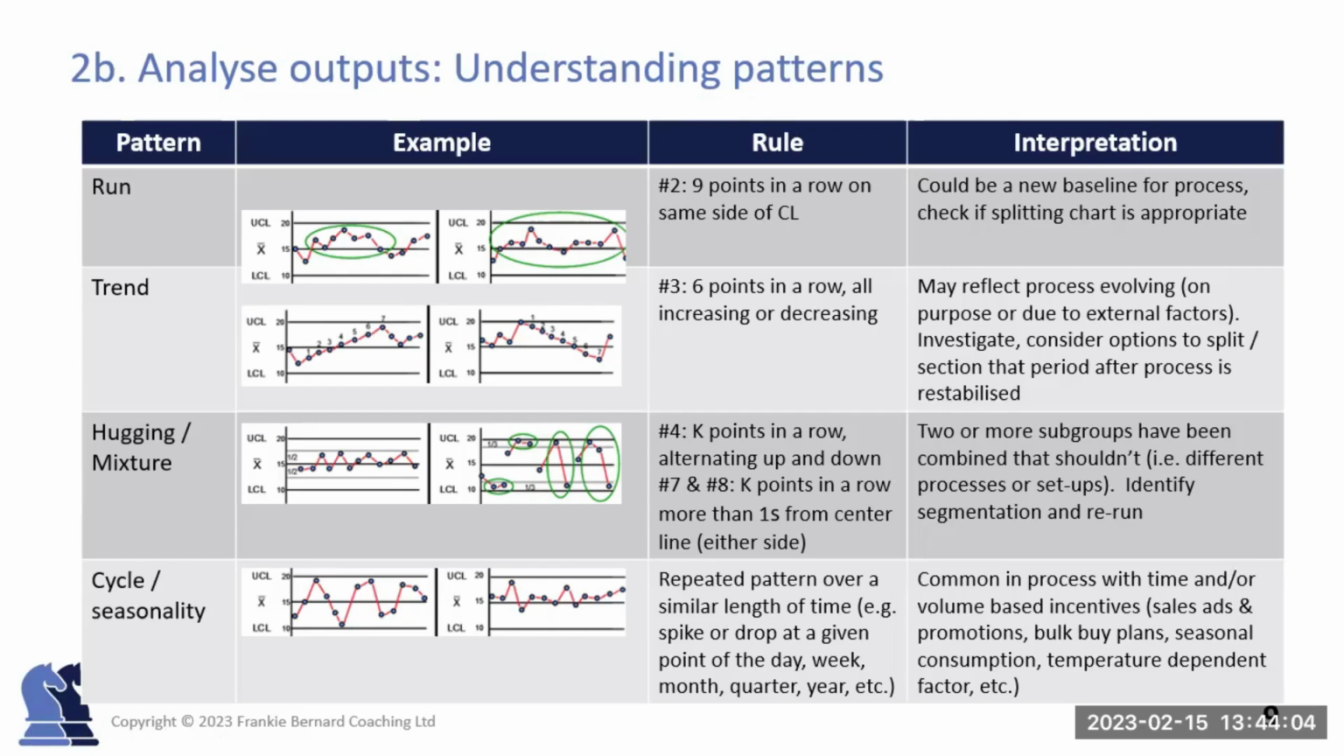If you have a process Monday to Friday and a different process Saturday to Sunday, trying to bring the whole week as a daily report may not be giving the best picture because effectively you're combining two things that shouldn't be combined. It's not going to show up as a hugging or mixture. It's going to show up as cyclicality.